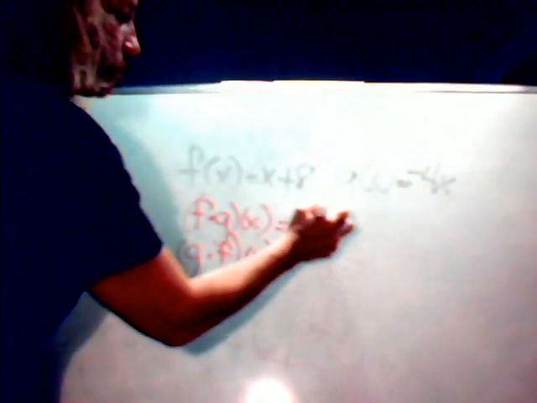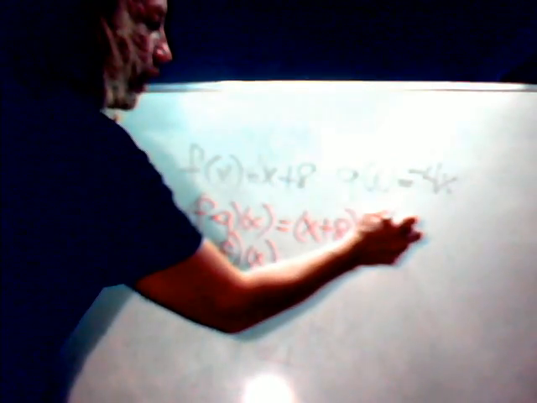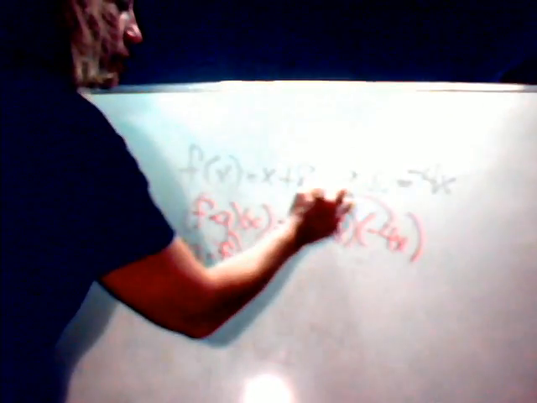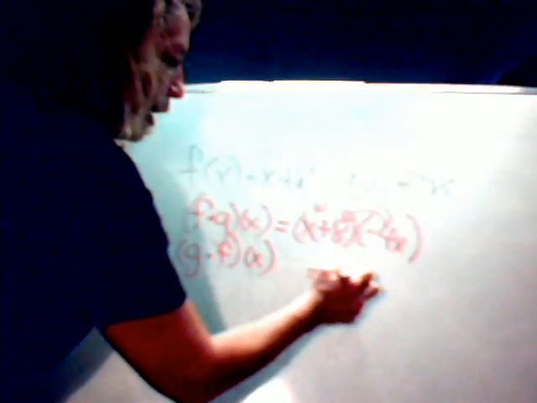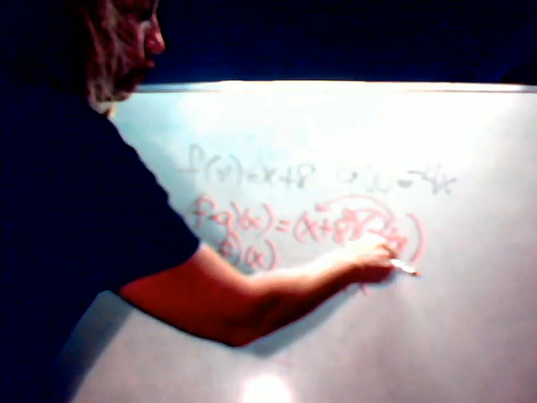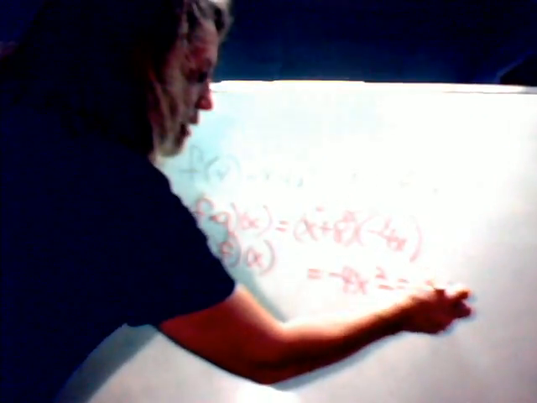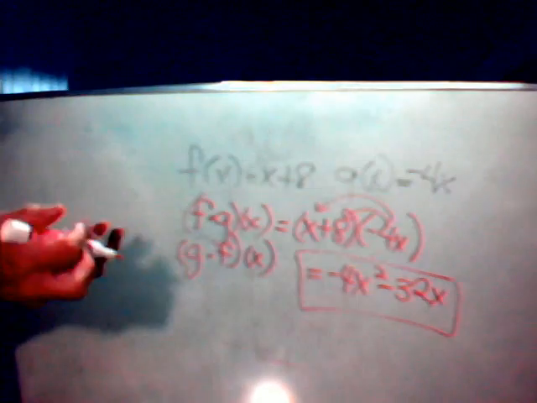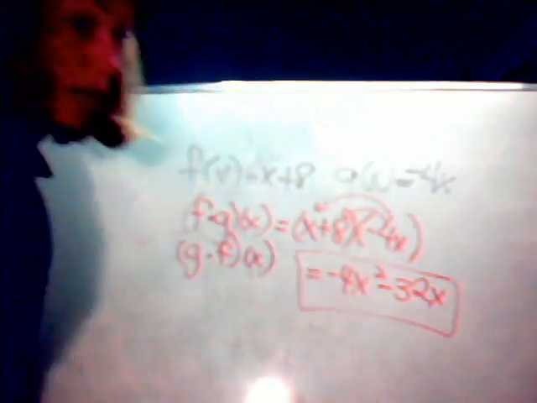So I'm going to take x plus 8 times negative 4x. Now we simply distribute the monomial, and we get negative 4x squared, because x times x is x squared. Negative 4x times positive 8 is negative 32x. And there is the product. Very simple, multiplying the functions together. Now let's try division.